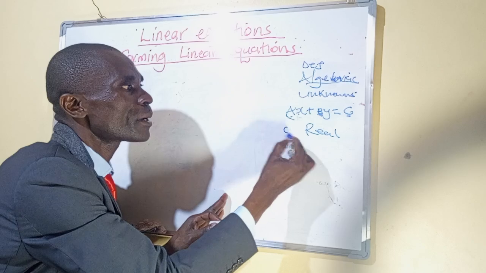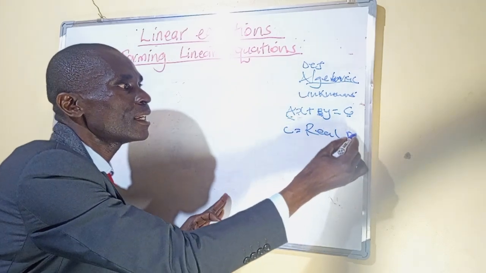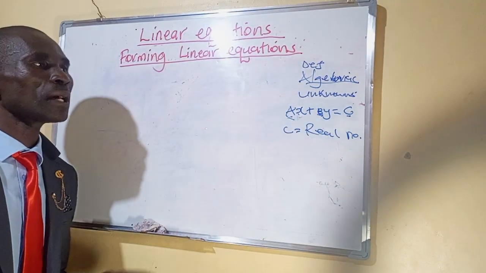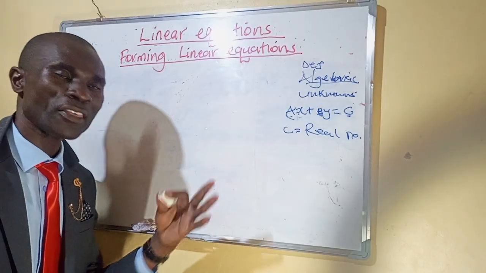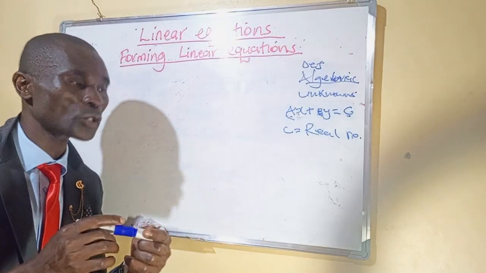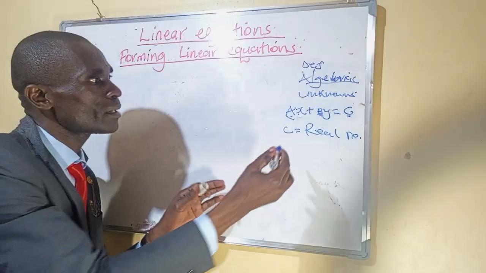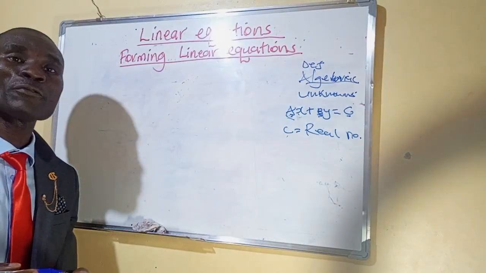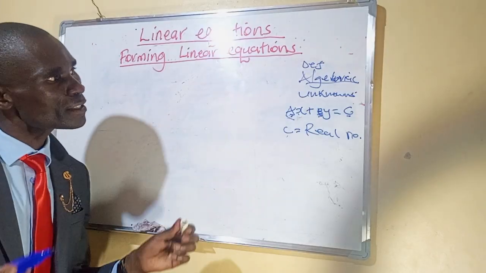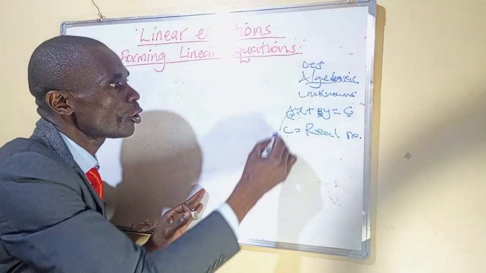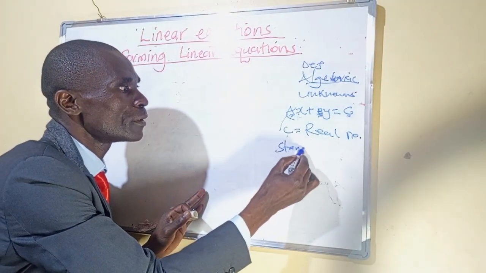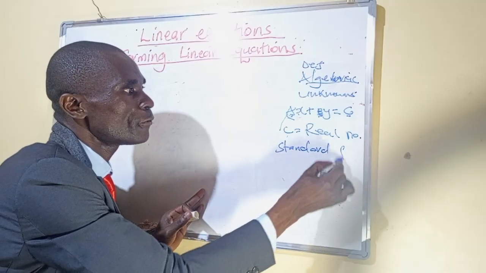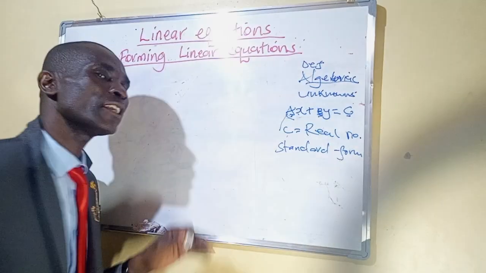c is a real number, like 10, 20, 100, 1,000, any real number that you know. a and b are simply the coefficients of the unknowns. And this is what we call the standard form of a linear equation.